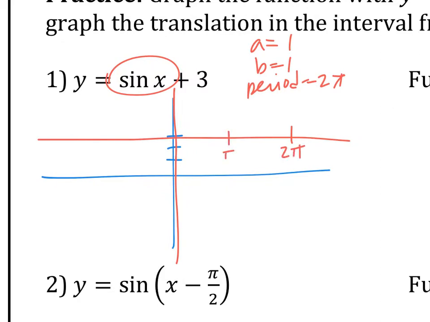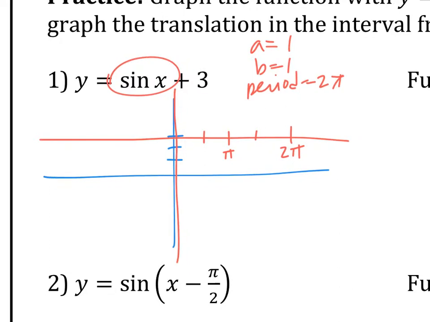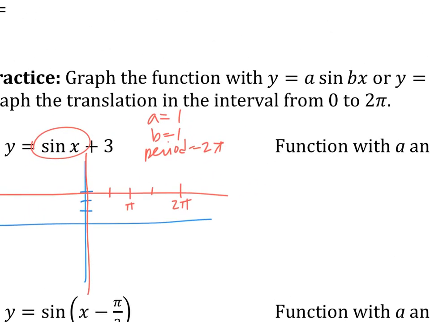Half of a period, half of that. How much do they want us to graph? Oh, it says to graph, so the direction says graph the interval to 2 pi. So I am in 2 pi, so I'm good. I just had to graph that much.